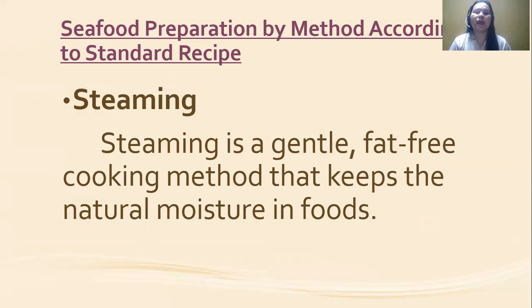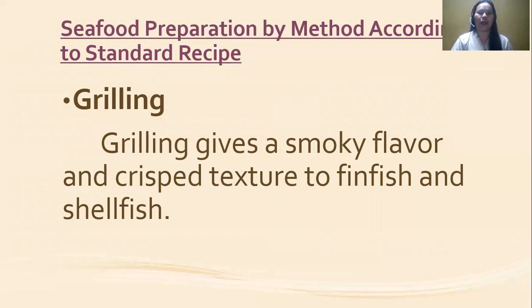Steaming. Steaming is a gentle fat-free cooking method that keeps the natural moisture in food. This method uses the steam from simmering water or simmering liquid, usually water. It can also be wine or broth to transfer heat and cook the food. Next is grilling. It works best for meatier, firmer flesh, thick fish cut into steaks or fillet with skin.